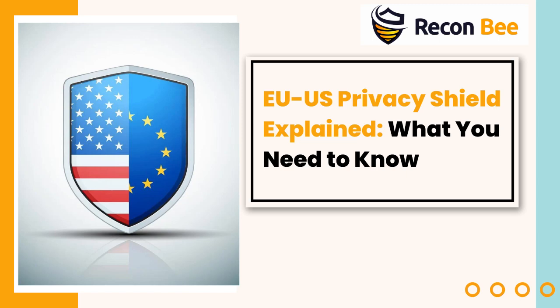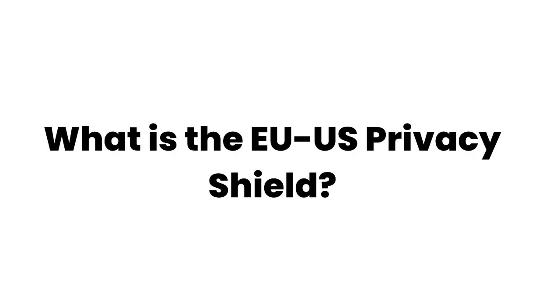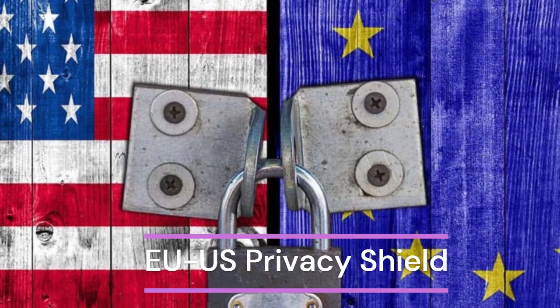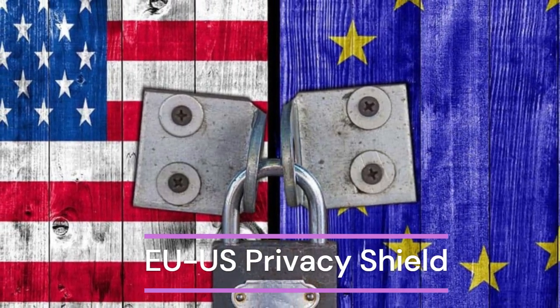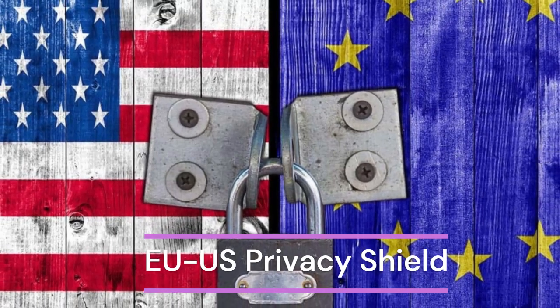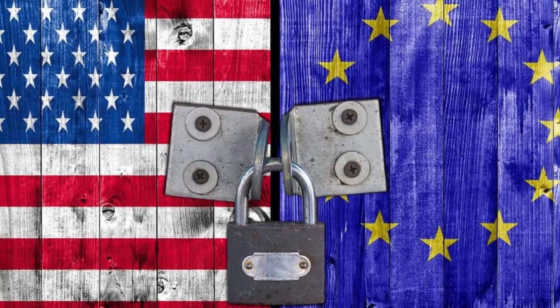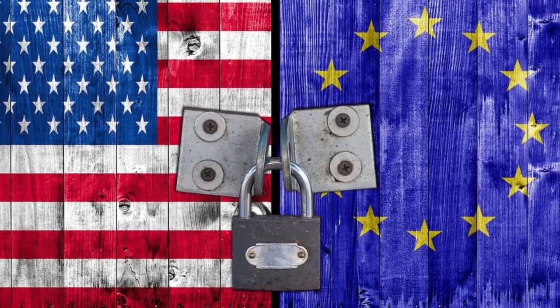EU's Privacy Shield explained: what you need to know. What is the EU's Privacy Shield? The EU's Privacy Shield was a framework designed to facilitate data transfers between the European Union and the United States. It aimed to ensure that the transfer of personal data between the two regions complied with EU data protection standards.